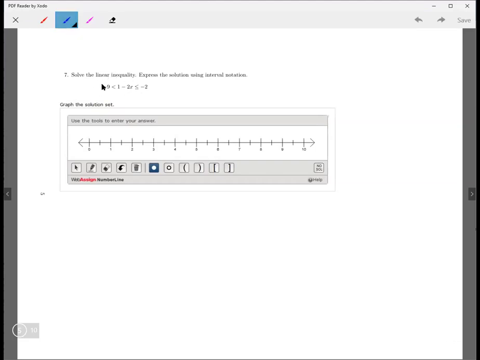Okay, so number 7, we have the linear inequality. Now, like I said before, you can add and subtract, and you can multiply by positive numbers. And it's just like working with an equation. But if you multiply or divide by a negative number, then you have to flip the direction of this line. Okay, so here, what we're going to do is we want to isolate an x in the middle. So we're going to subtract 1 from all 3 sides. Okay, and that gives us -10 less than -2x less than or equal to -3.